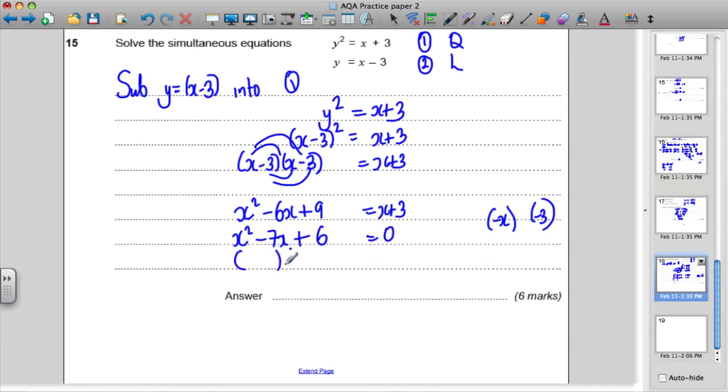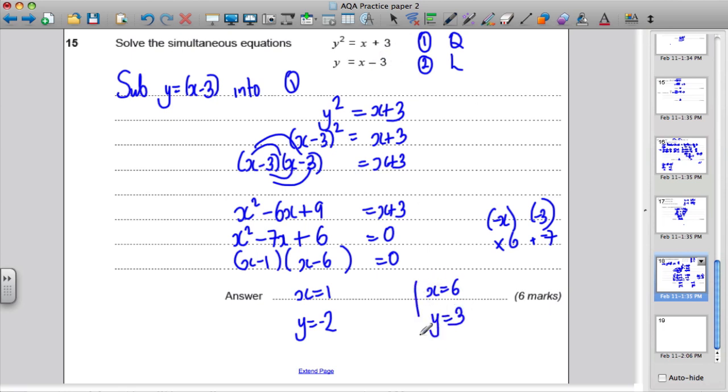Try and factorise: two numbers that times together to give 6 and add up to give negative 7. Well, they would be x minus 1, x minus 6 is 0. So x is 1 is one solution, x is 6 is the other. We have to find y as well. Y is x minus 3, so 1 minus 3 gives y is minus 2. And 6 minus 3 gives us y is equal to 3. That's one set of solutions, that's the other set of solutions. Substitute them in and check they work, and in this case they do work, so we've done it correctly.